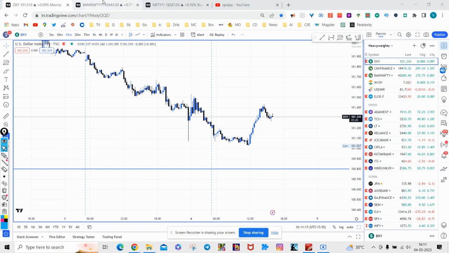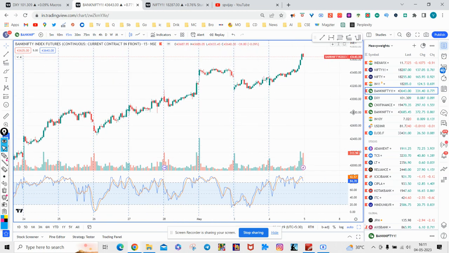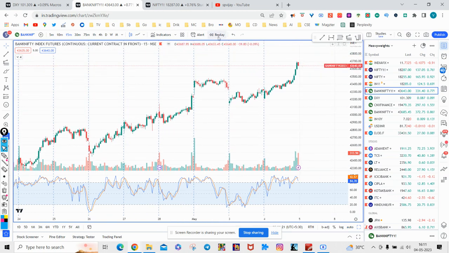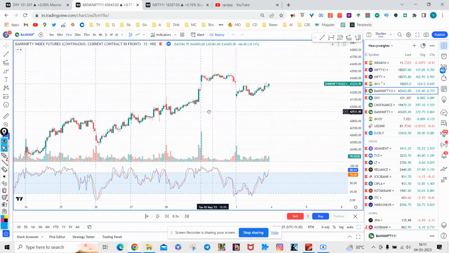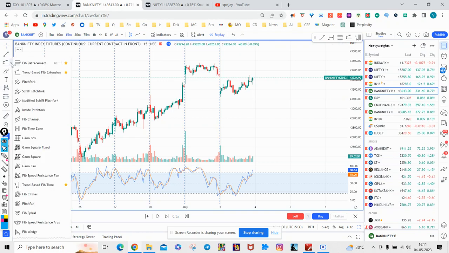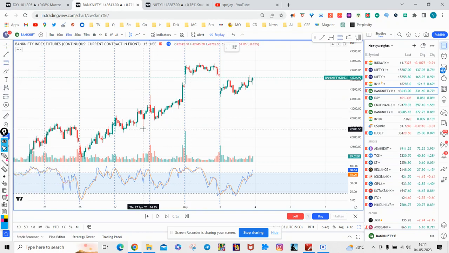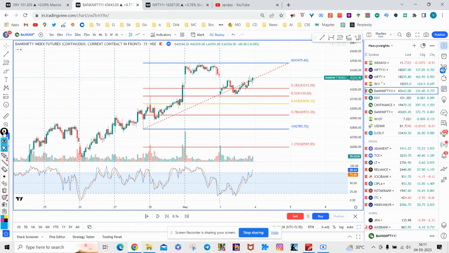Coming to the Bank Nifty chart, yesterday I discussed one key data point. Let me first hide today's price action so that this point is better conveyed. I mentioned yesterday that the price took a 50% retracement and it bounced. This is the low point of the previous swing, and this is the high point for that swing. So price took retracement at the 50% level.